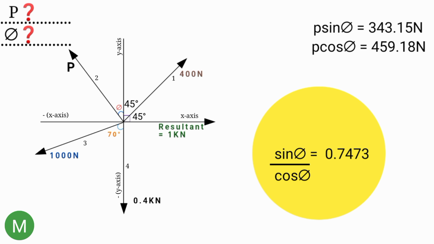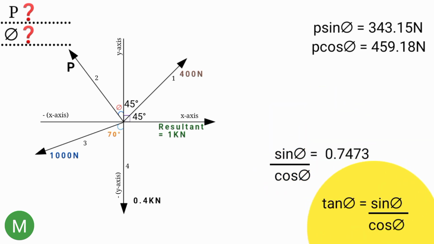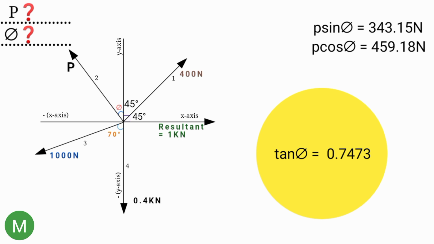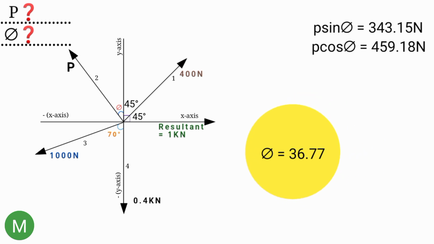Now from trigonometry, we know that tan theta equal to sine theta over cos theta. So if we replace this sine theta over cos theta with tan theta, we're going to have tan theta equal to 0.7473. To find theta, we'll find the tan inverse of 0.7473. So theta equal to tan inverse of 0.7473, which if you press your calculator equal to 36.77. So theta equal to 36.77 degree.